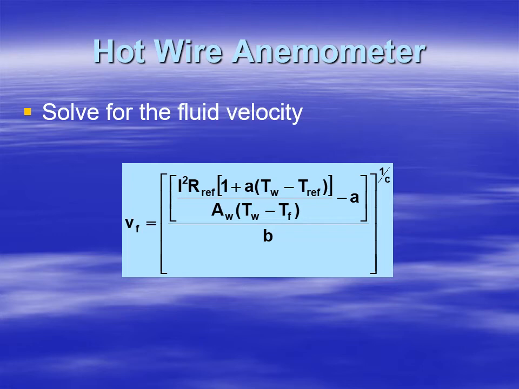So this is how we figure out the velocity of the fluid going by the hot wire. It's a function of the resistance, the current, the temperature of the wire, the temperature of the air, and also the area of the wire, as well as a few other constants.